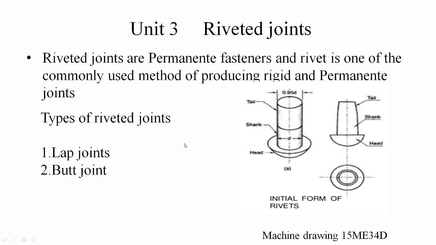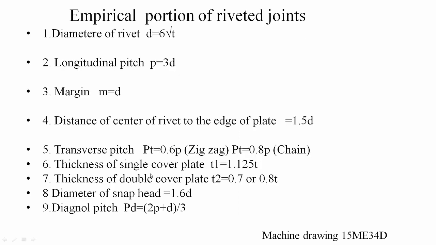These are some formulas which come up when you are designing riveted joints. The diameter of the rivet is given by the formula D equals 6 root T, where T is the thickness of the plate, which will be given in the problems. The longitudinal pitch P equals 3 times the diameter. Margin M equals D. The distance from the center of the rivet to the edge of the plate is 1.5 times the diameter. The transverse pitch for zigzag is 0.6 P, and for chain it is 1.8 times the pitch.